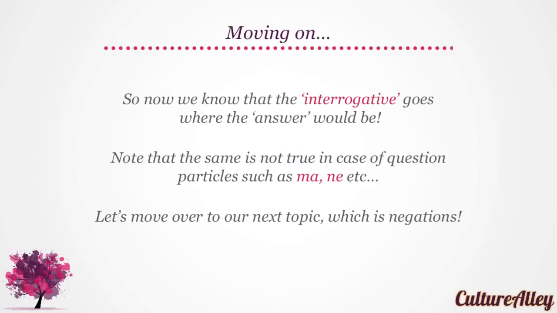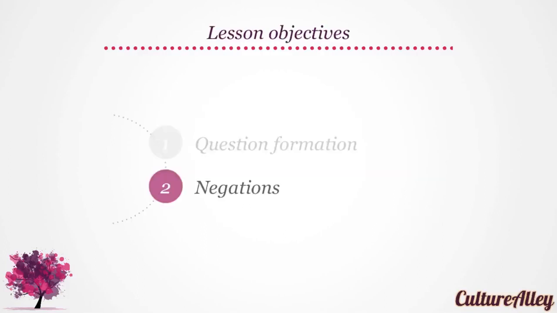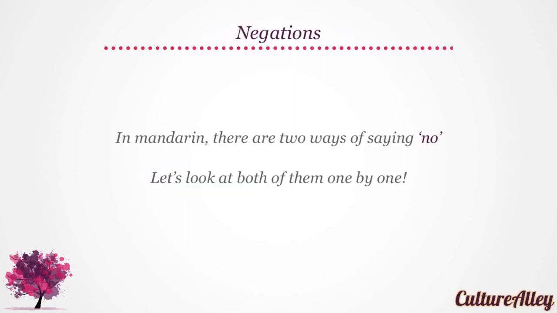Let's move on. So now we know that the interrogative goes where the answer would be. However, the same is not true in case of question particles such as ma, na, etc. That finishes our bit on question formation. Now let's move over to our next topic, which is negations. To start off with, there are two ways of saying no in Mandarin. Let's look at both of them one by one.